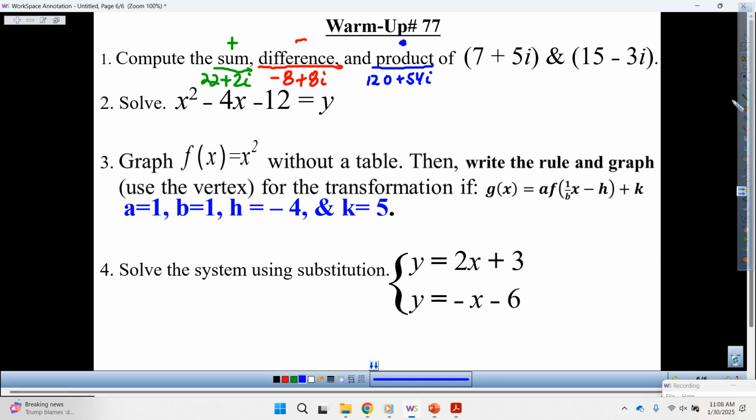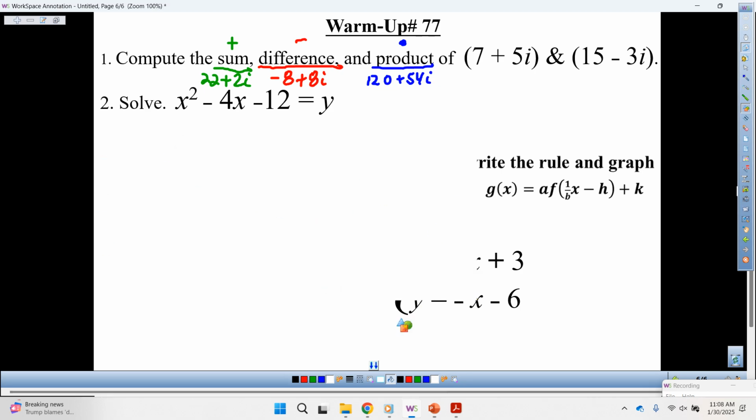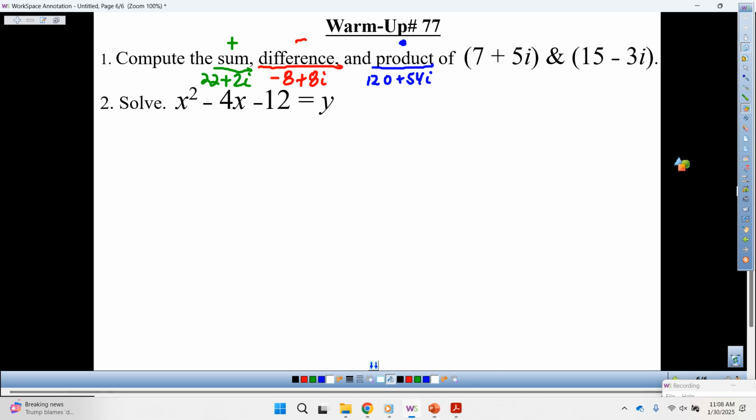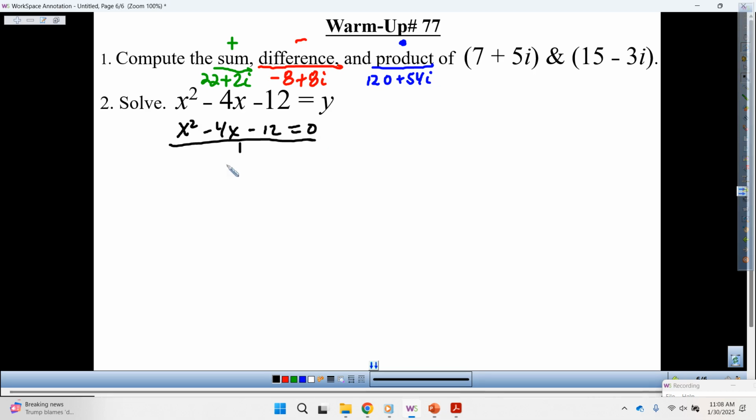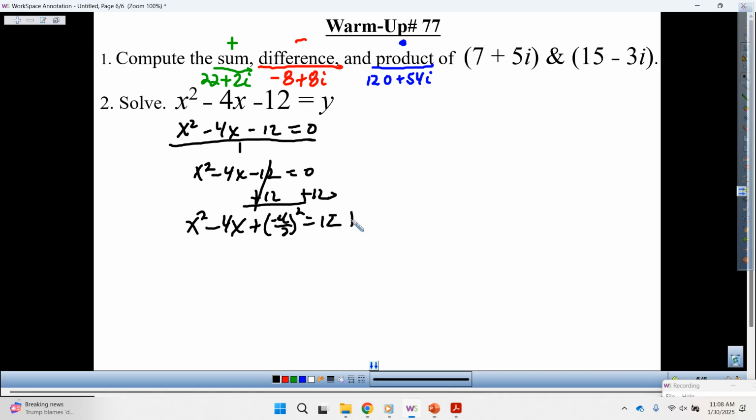I'm going to solve that by completing the square. I'm going to go through the entire process really quick just to make sure you got it. By now we should be experts at completing the square. I'm going to do it all in black. By now we should know the difference for each step, yes? So step 1, standard form, equal to 0. Step 2, divide by the leading coefficient. Step 3, eliminate the constant. Step 4, complete the square, plus -4 over 2 squared to each side.